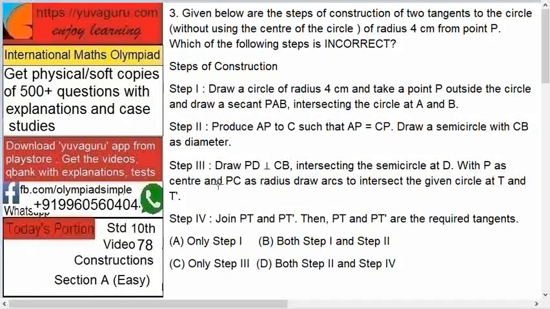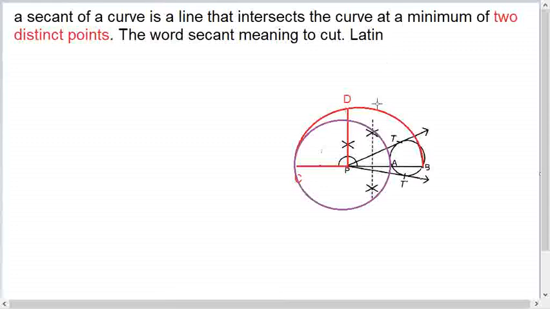Next, with P as a center and PC as a radius, draw arcs to intersect the given circle at T and T dash. Now see this, with P as a center and PC as a radius, if you draw a circle, AP equals PC, so it will touch this circle at this point A and somewhere over here. So can tangents be drawn at any cost to this circle, because the main circle is this? It can't be drawn, right? So therefore this step is wrong.